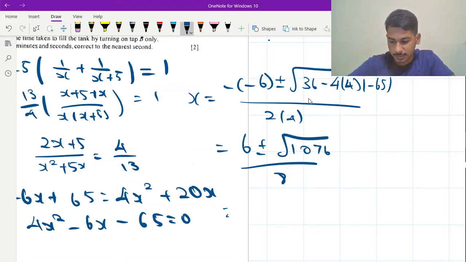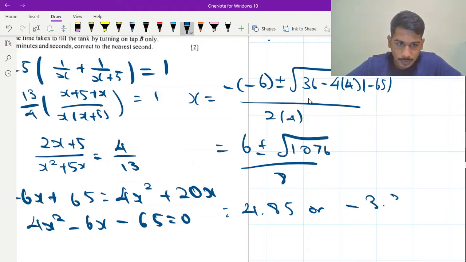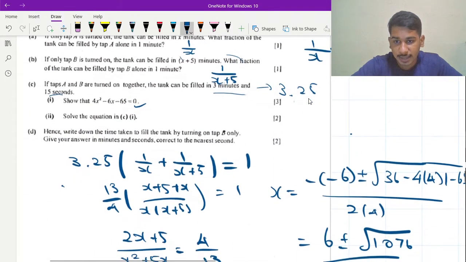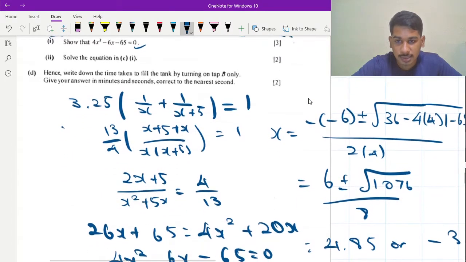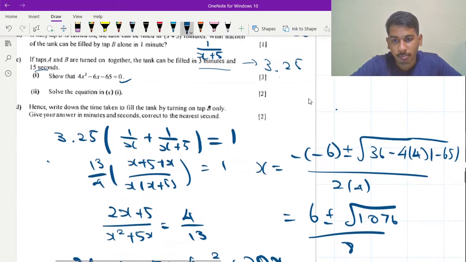6 plus square root 1076 over 8. It's going to be 4.85 or negative 3.35. Remember, this is what my teachers told me when I was in secondary school. Don't reject it yet, because they just ask you to solve. Then they say, hence write down the total time taken to fill the tank by turning on tap B only.